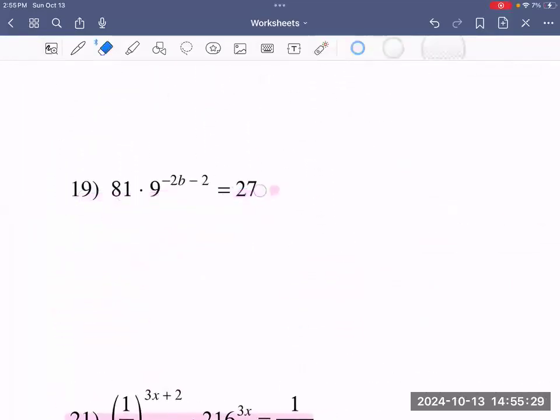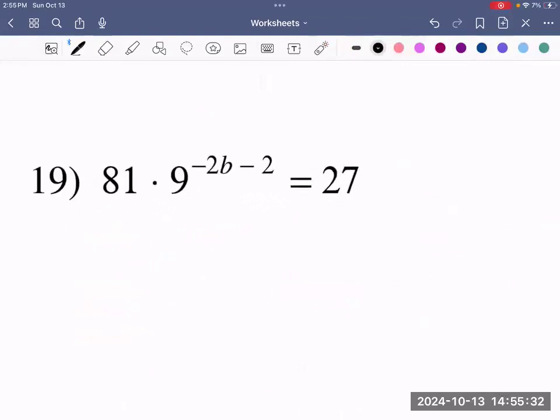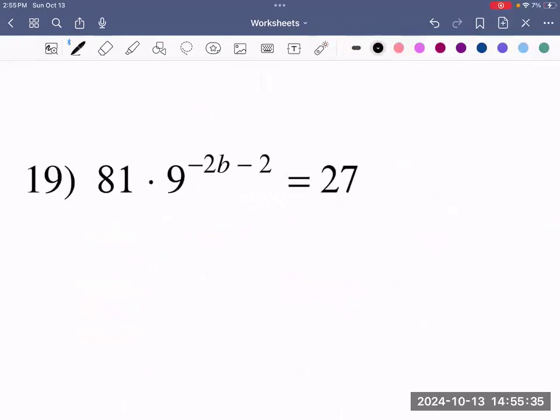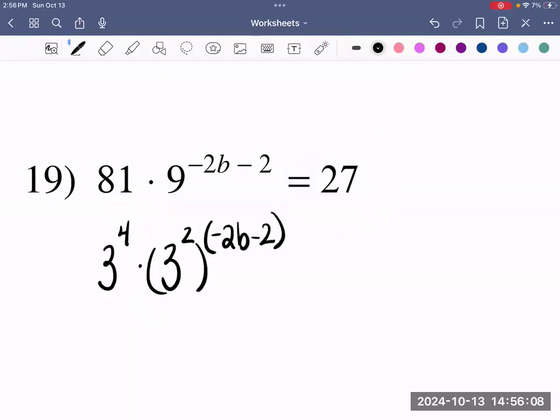Let's try 19. We have a whole lot of different bases, so we need to figure out what the best base possible would be. While 9 can make 81, so 9 squared makes 81, the same rule doesn't apply for 27. So instead, perhaps we can put everything in a base of 3. So 3 to the what power makes 81? Well, 3 to the 4th is 81. And 3 cubed makes 27.